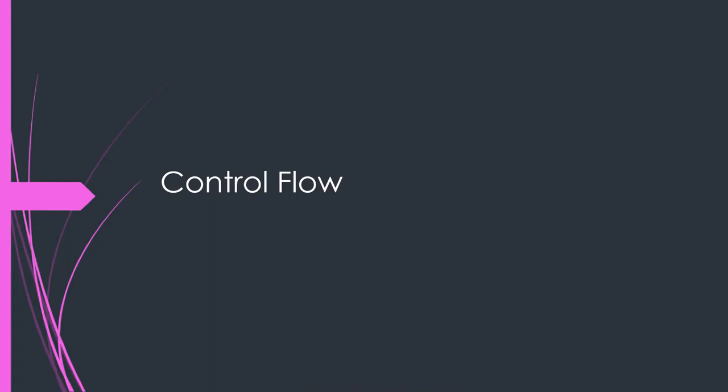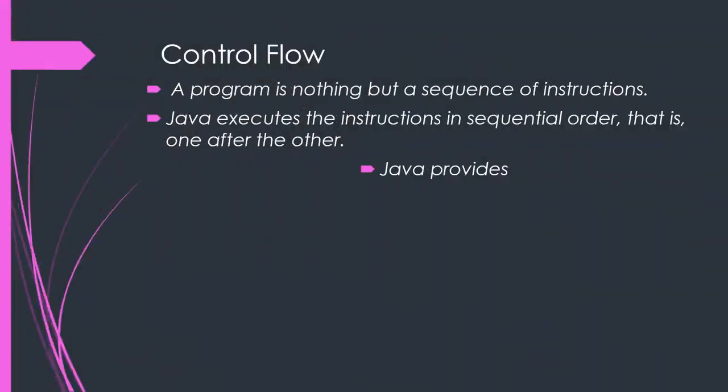Control flow. A program is nothing but a sequence of instructions, as we discussed in the very beginning of the chapter. Whenever we are writing a program, we are just writing a sequence of instructions. So whenever we are writing a program in Java, Java executes the instructions in sequential order, means the instructions will be executed one after the other. First one instruction, then another instruction. In this way, Java executes the whole program.